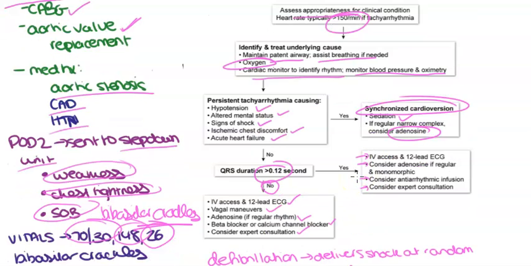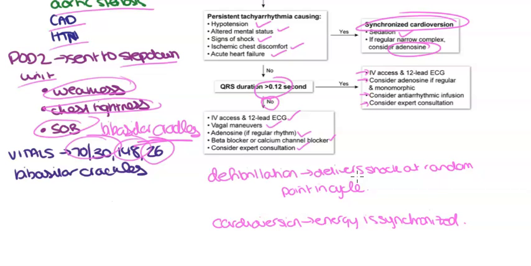And one thing I want to go over in this video is the difference between defibrillation versus cardioversion. Something I always get confused about. So defibrillation delivers the shock at a random point in time, and cardioversion delivers it in a synchronized manner. So in this case, the patient would be receiving cardioversion versus defibrillation.